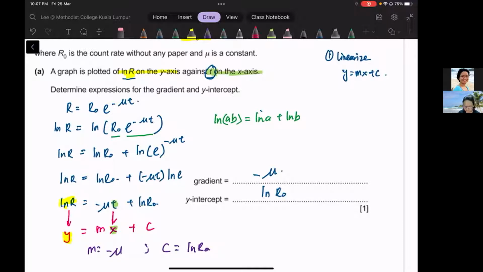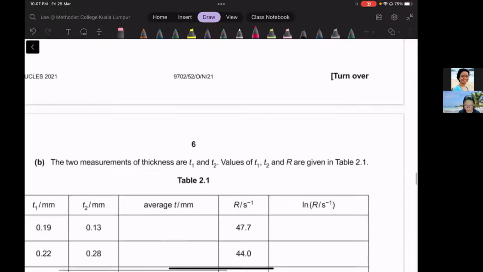Correct, then get 1 mark. Wrong, then 0. Pretty straightforward. This one is okay, no problem. We move on.